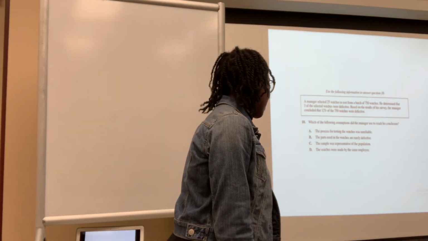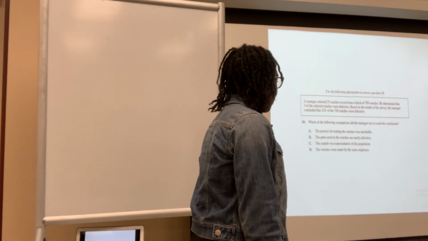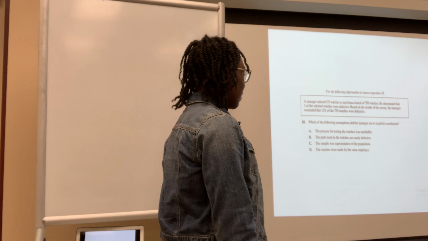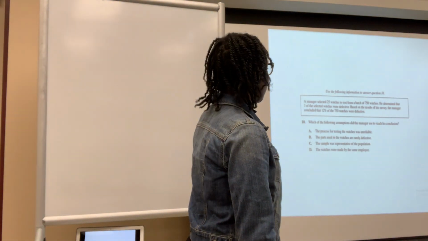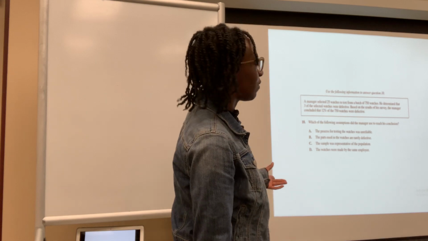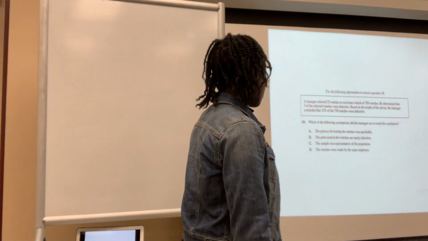So you can cross out A. You can say B, the parts used in the watches are rarely defective. Well, that's not an assumption that he used to reach his conclusion that 12% of the 750 were defective. So you can cross out B.